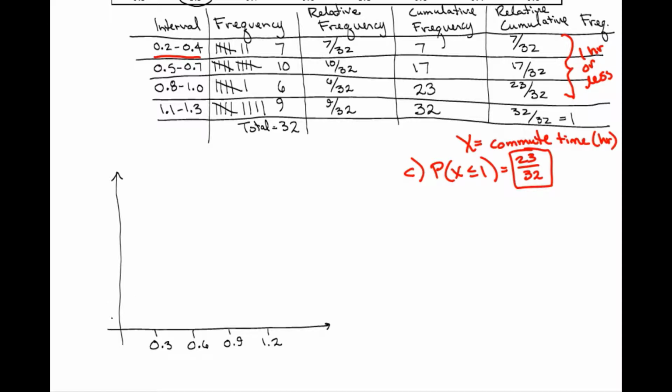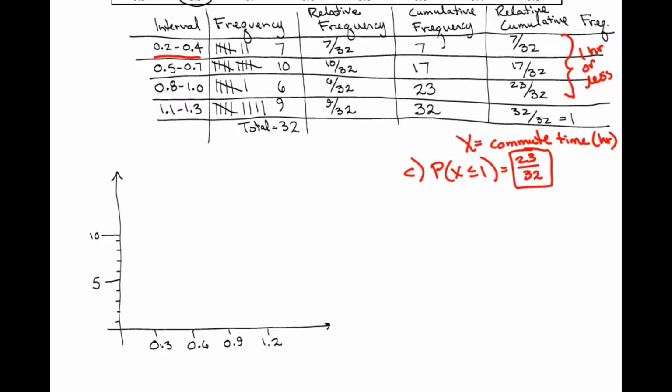If we make our frequencies go on the y-axis, choose a convenient scale. 1 unit per tick mark is convenient for me. 1, 2, 3, 4. I'm going to mark this with a 5, 6, 7, 8, 9, 10, and that's as high as we need to go because that's the largest frequency that we have.